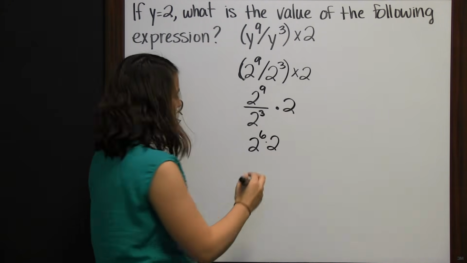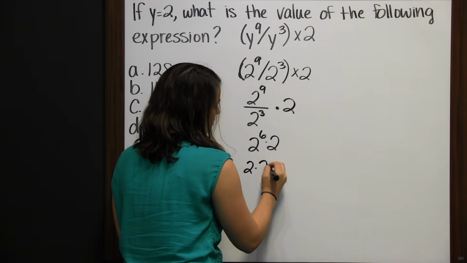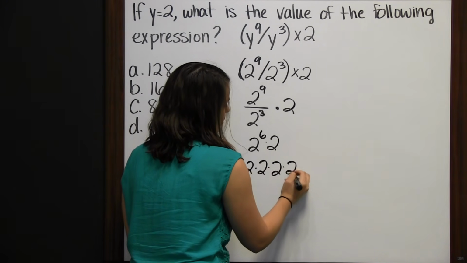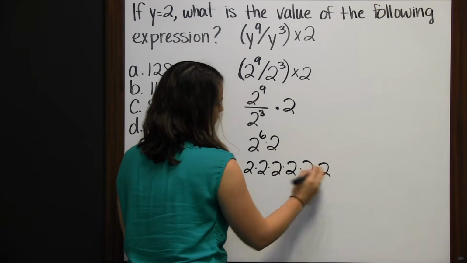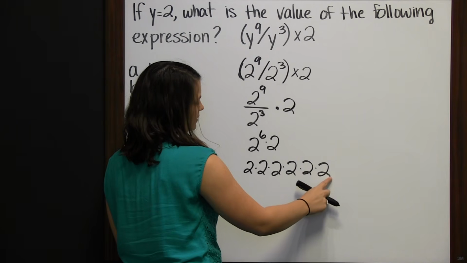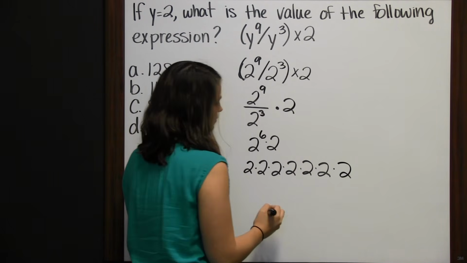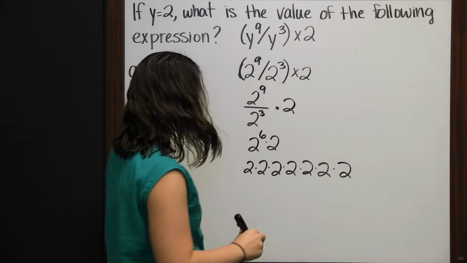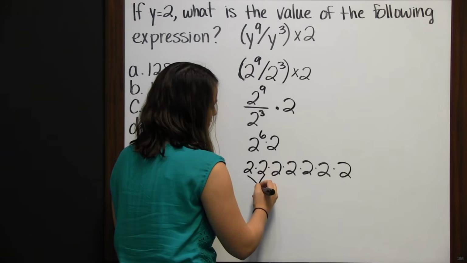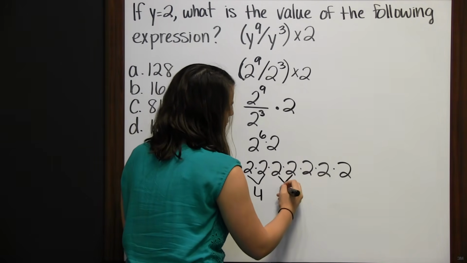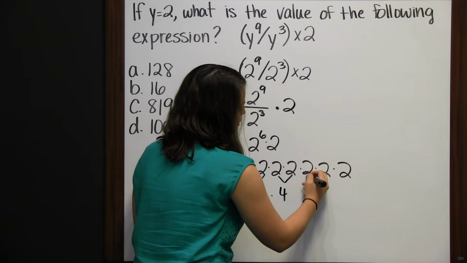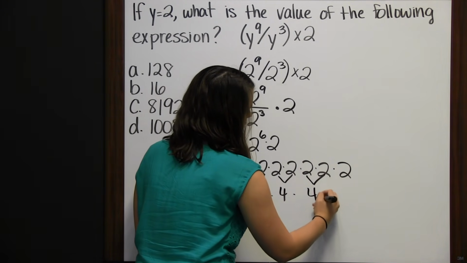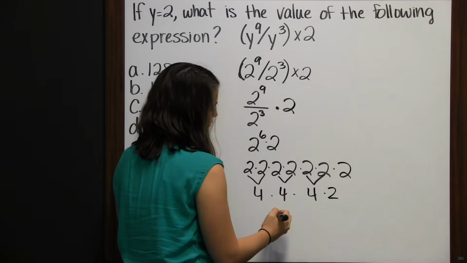2 to the 6th is 2 times 2 times 2 times 2 times 2 times 2. So 2 times itself 6 times, and then times 2. All we have to do is multiply all these 2's. 2 times 2 is 4. 2 times 2 is 4. 2 times 2 is 4. And then times 2.